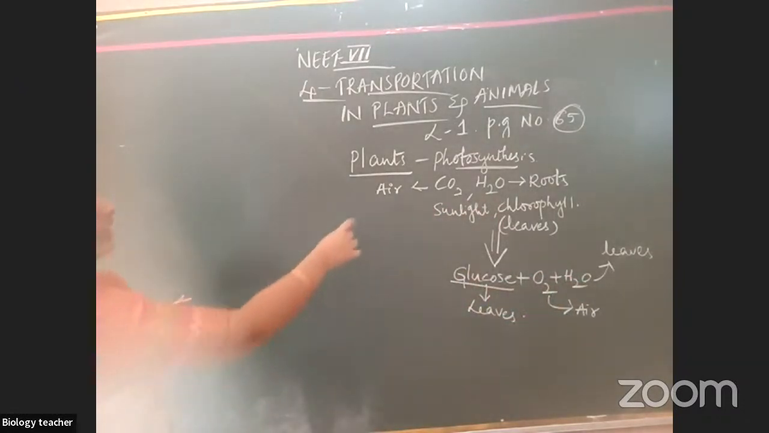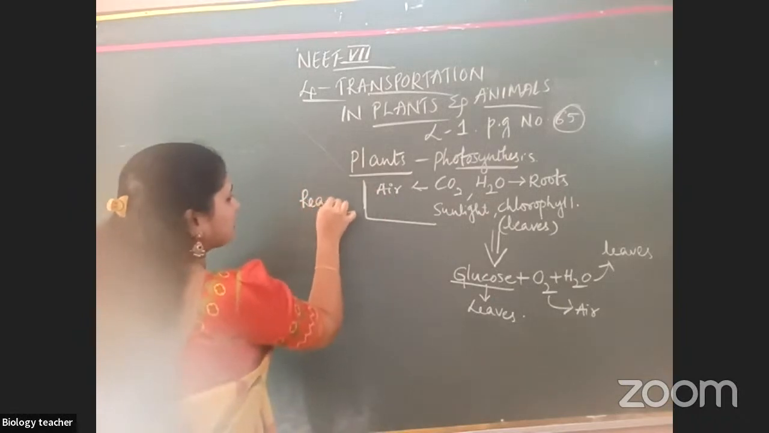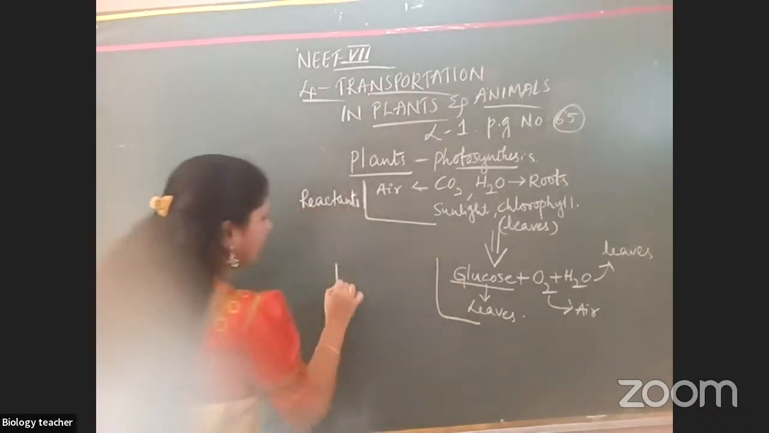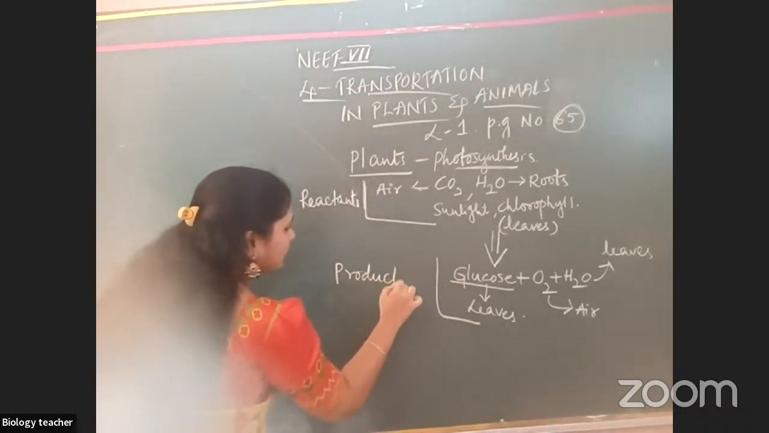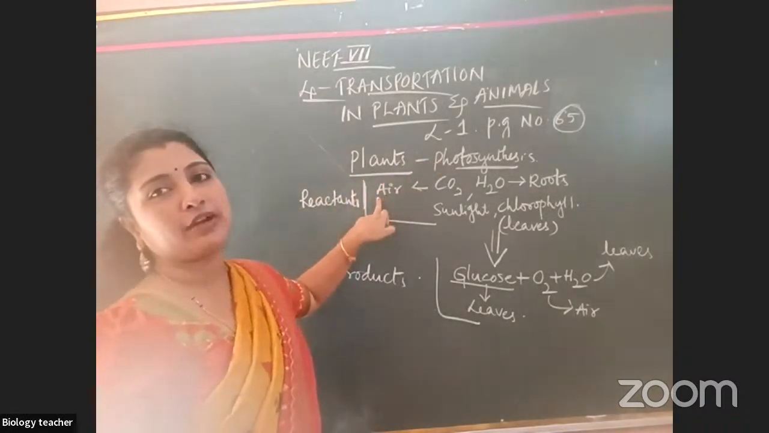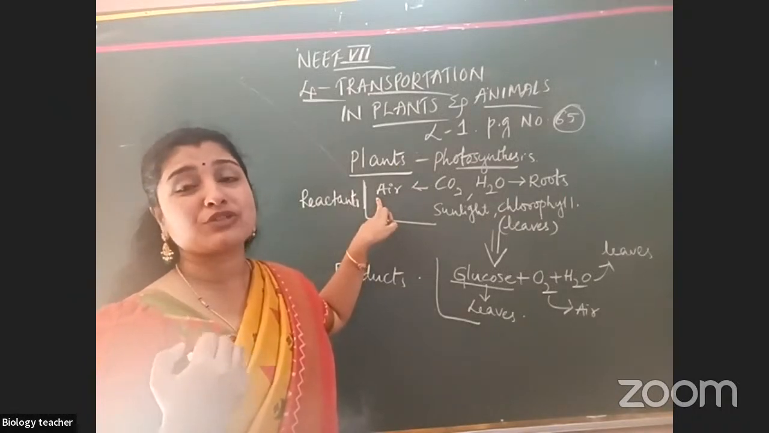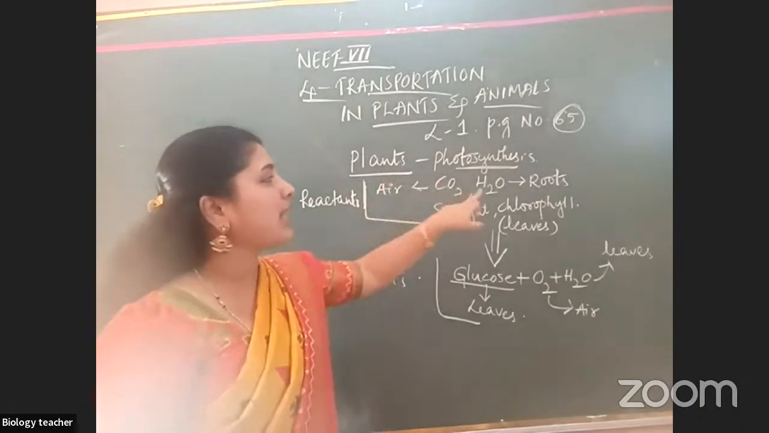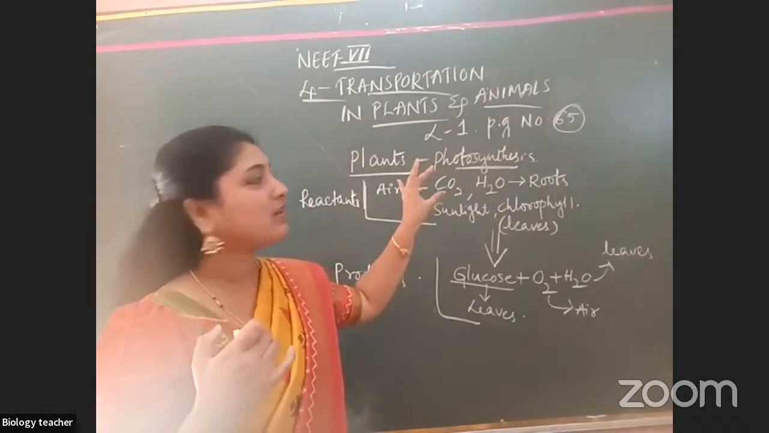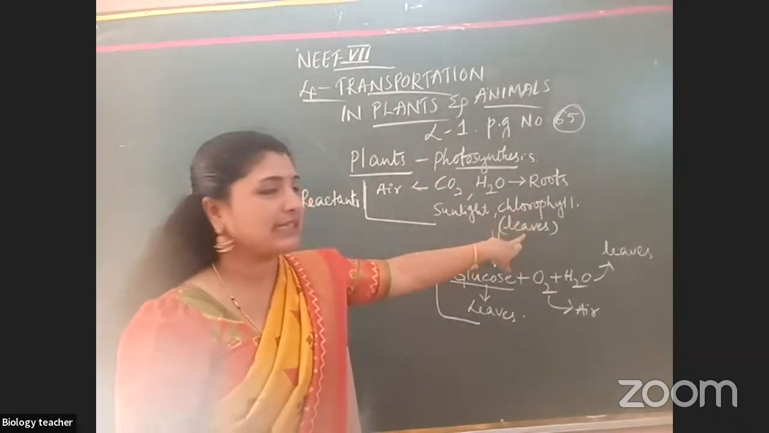So you write here. These are the reactants, and these are the products. So what are the reactants? Carbon dioxide, which is taken from the air. How is the carbon dioxide taken from the air? Through the stomata which are present in the leaves. Water is taken from the roots, and sunlight is taken from the sun, and this sunlight is trapped by the chlorophyll which is present in the leaves.